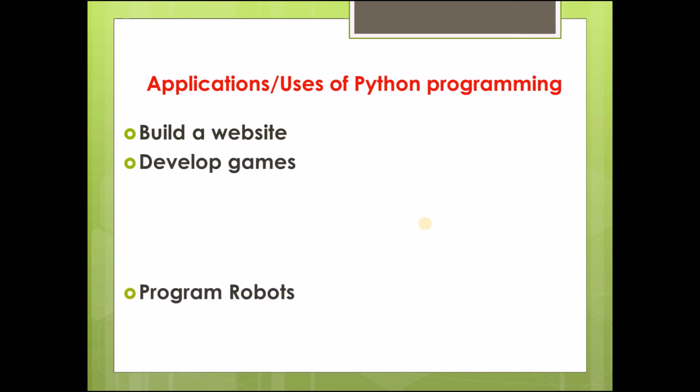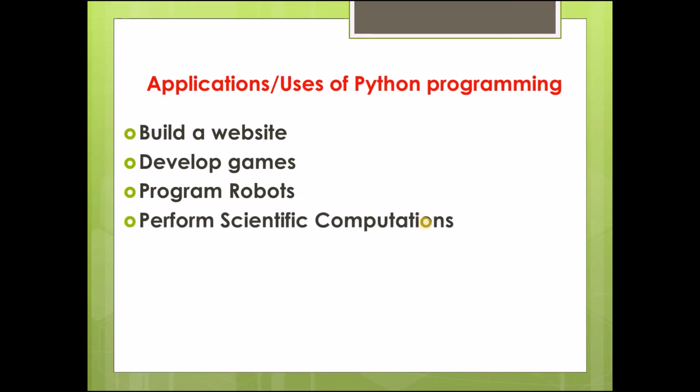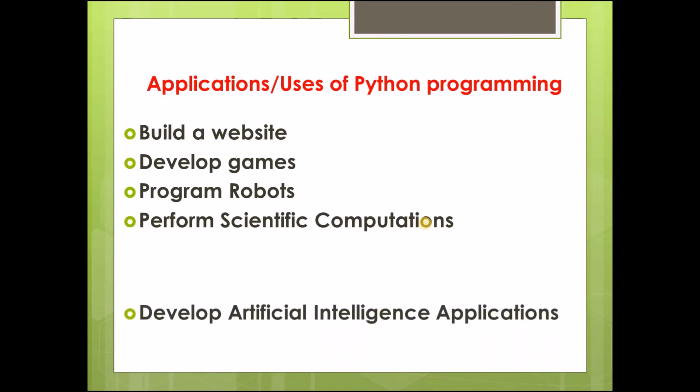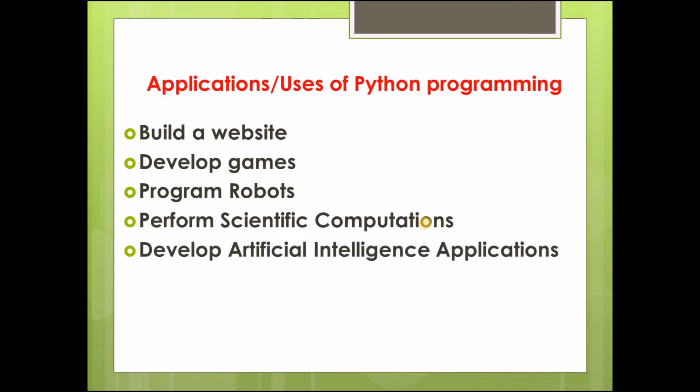Coming to the next, where do we use this Python programming language? It can be used to build a website. With the help of writing the codes, you can use Python programming language to build a website. You can even develop different games. You can program robots with the help of Python programming language. You can perform scientific computations. Difficult computations can be done with the help of Python programming language. And also you can develop artificial intelligence applications.